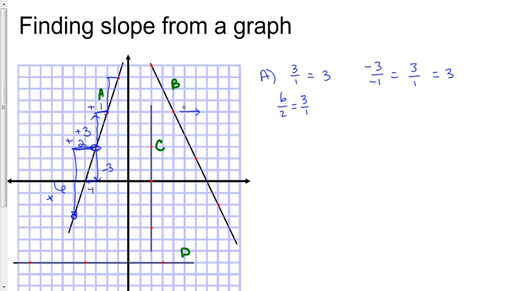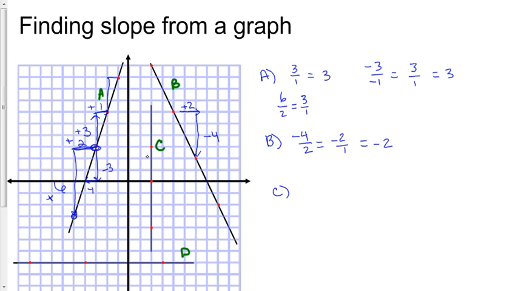All right, a little bit faster here, line B. If I'm going from this point here, I'm going to run positive 2, but then I'm going to rise downward, so I'm falling negative 4. So the slope for line B, rise over run, is negative 4 over positive 2, or in other words, negative 2 over 1. Or I could state that that slope is negative 2.